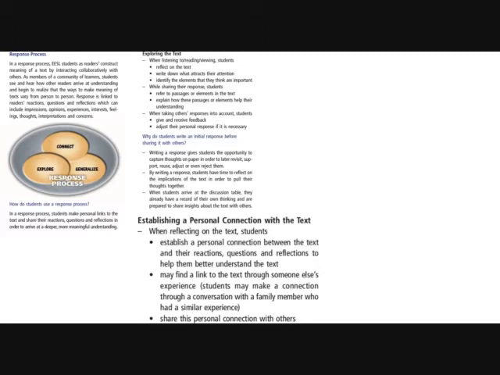So this is a really interesting phase in the response process where you get them to put themselves in the place of the character, to judge and think about how they might respond or how they feel about the way that events are happening, or if they have any similar experiences that they want to share.